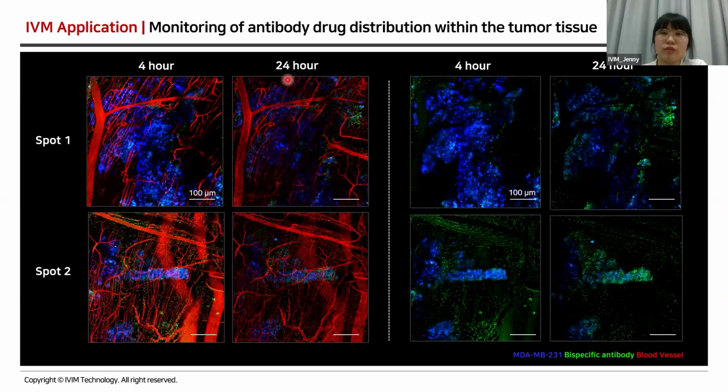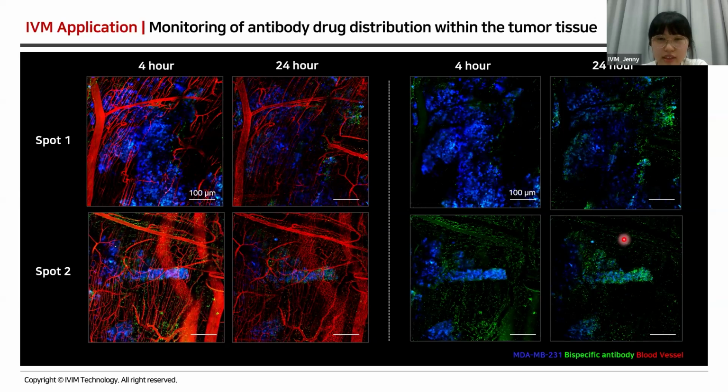So here are the observed results. At 4 hours post-injection, the bispecific antibody drug labeled with green fluorescence was mainly confined within and around the blood vessels. In contrast, after 24 hours, the antibody drug gradually penetrated beyond the vasculature and deep into the tumor tissue, showing clear co-localization with cancer cells.